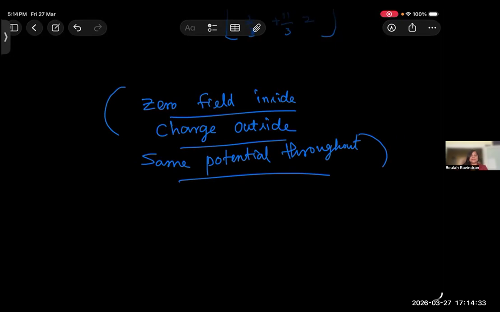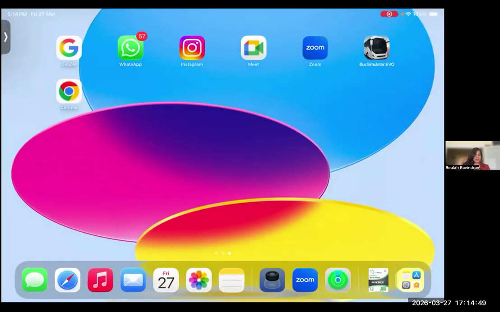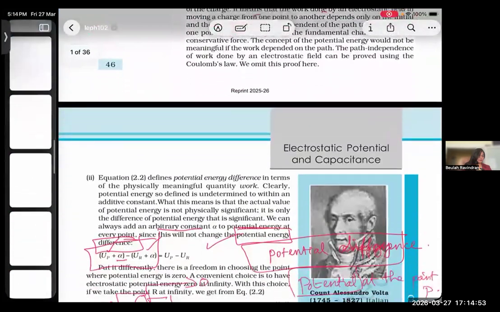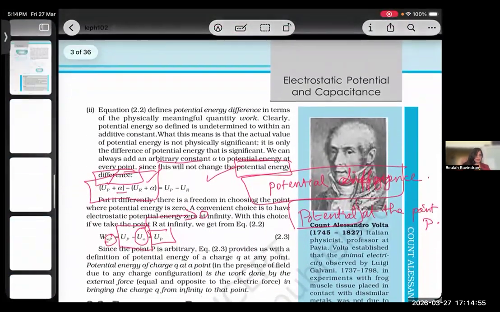So students, listen, the conductor is very smart. It pushes all charge outside and keeps the inside completely peaceful. So E is equal to zero. Okay, we'll move on to the next topic right now. We'll see, this is the next topic.